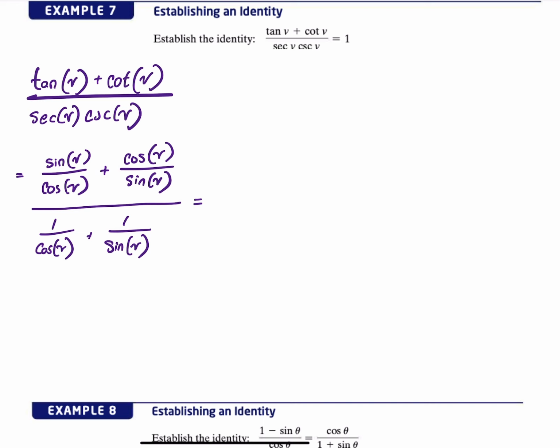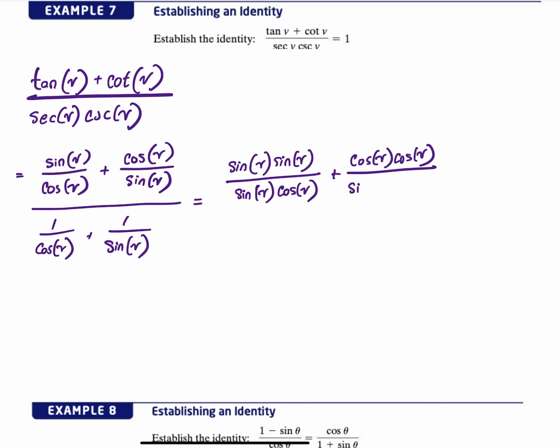Let's just write that out first. We'd have sine times sine over sine times cosine. I'm putting the sine first, but we could say cosine times sine. The second fraction will become, since we're multiplying this one by cosine over cosine, cosine times cosine over sine times cosine, getting a common denominator.